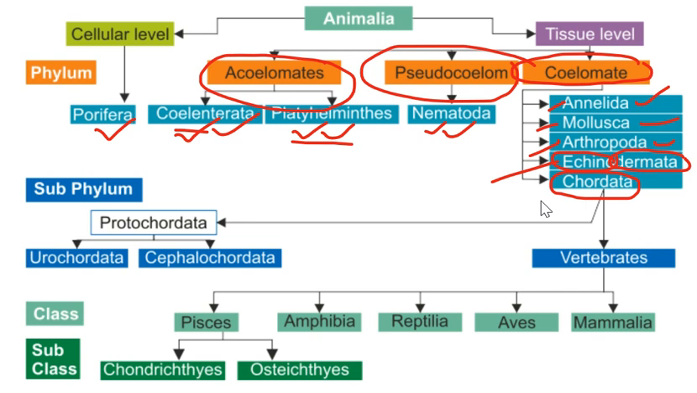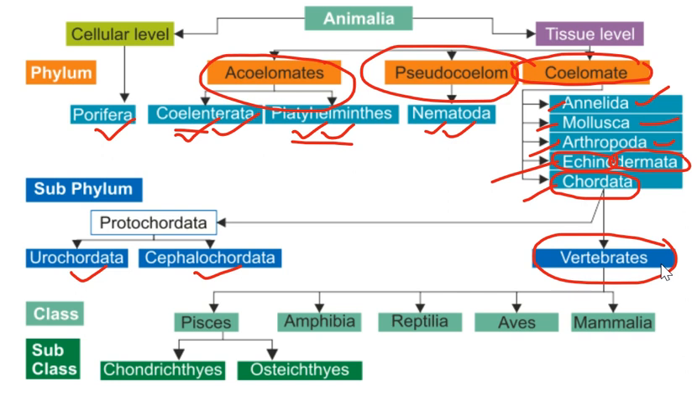So in these vertebrates, the phylum, first I have written here, Chordata. Now this Chordata is divided into 3 subphyla. One is known as Protochordata, and under this Protochordata, the 2 subphyla are Urochordata and Cephalochordata. And the most important subphylum under this Chordata is Vertebrata. Those animals are known as vertebrates, and the name of the subphylum is Vertebrata.